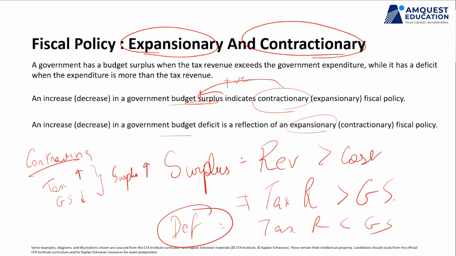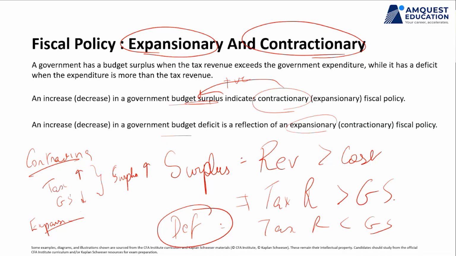Other way around. What is an expansionary policy? It's that policy where the economy is booming. The tax revenue is going down, spending is going up, people's income is going up, taxes have come down, and the economy is expanding. That is an expansionary policy. But what's happening to the government's budget? The surplus is going down or the deficit is going up. So when there's an expansion, it's good for the economy, but it's bad for the government's budget.